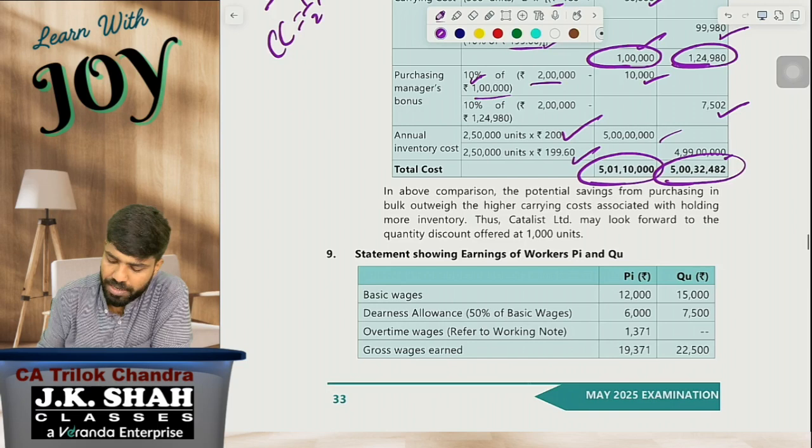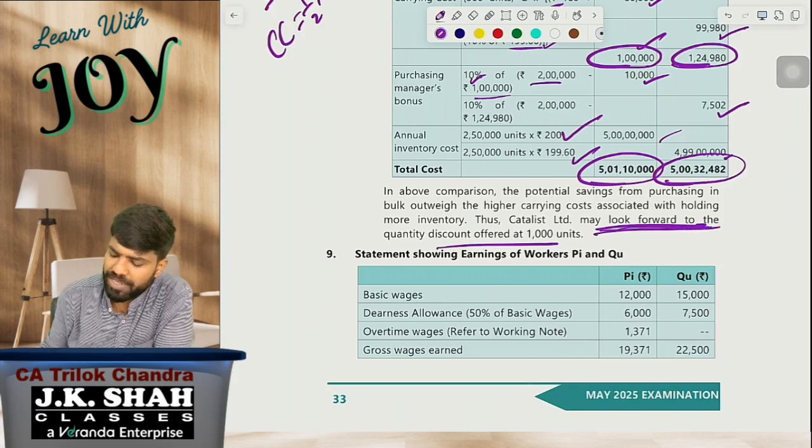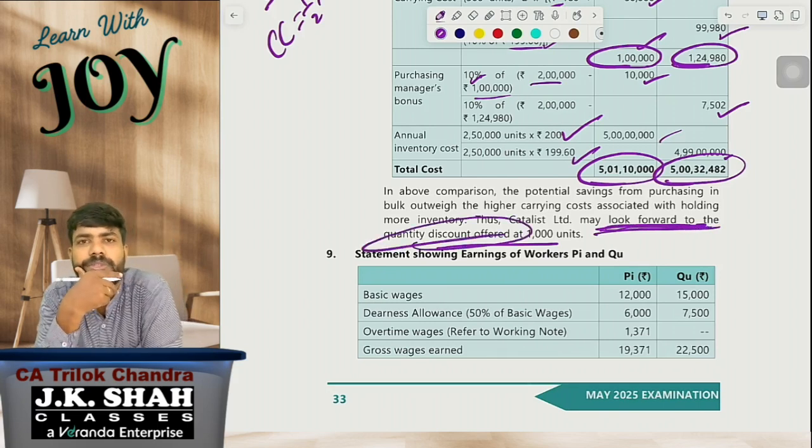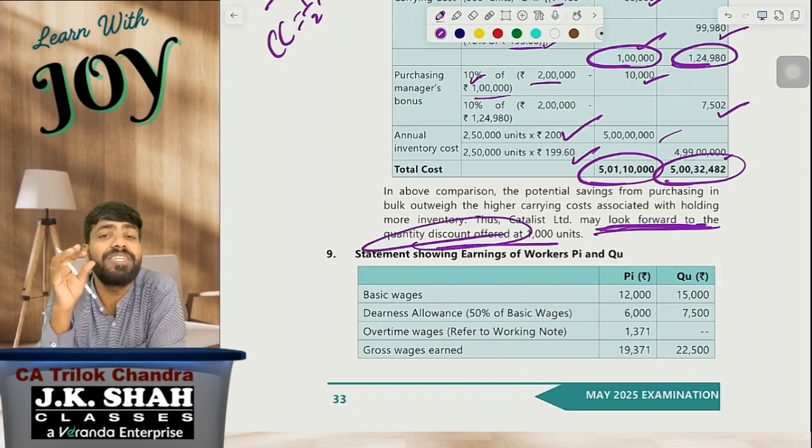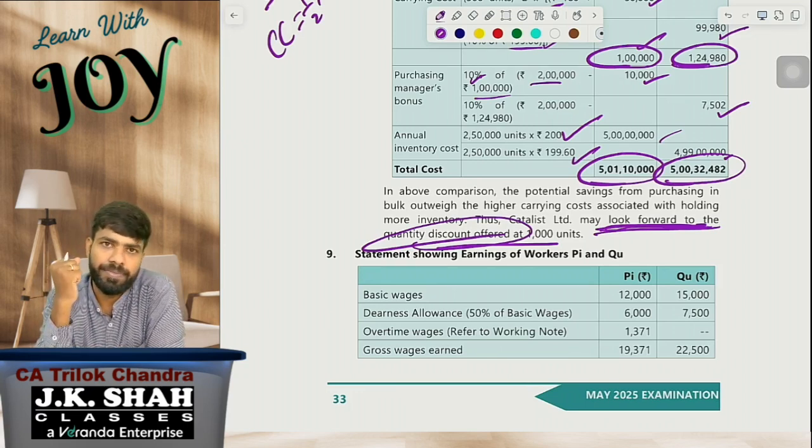Okay, now look at here. In the above comparison, the potential savings from purchasing in bulk outweigh the higher carrying cost associated with holding more inventory. Thus, Capitalist Limited may look forward to the quantity discount offered. Have you understood this? One requirement is based on EOQ and the second requirement is based on the evaluation of the discount. One new point we learned in this question is the product purchase manager bonus. Clear about this? Understanding? Okay.